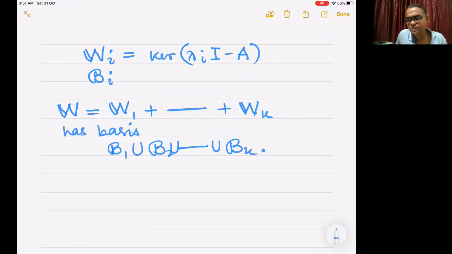Whatever these dimensions are, I don't care. As long as I have these spaces W1 up to Wk, and then I form this W, this W will have a basis given by this union. The reason is that it's a generating set trivially, and the union contains vectors which are linearly independent. Now let us see what happens.